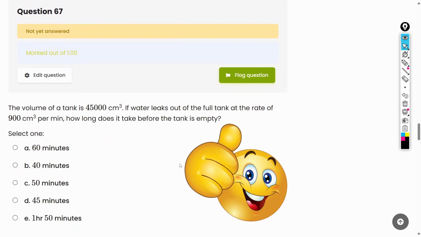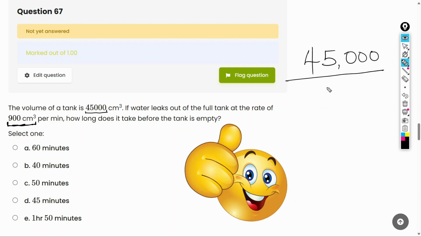Question 67. The volume of a tank is 45,000 centimeters cubed. If water leaks out of the full tank at the rate of 900 centimeters cubed per minute, how long does it take before the tank is empty? So this tank loses 900 centimeters cubed every minute. So we need to look for how many 900s we can find in 45,000. That will tell us how many minutes it takes for the tank to be empty. So we are dividing 45,000 by 900.